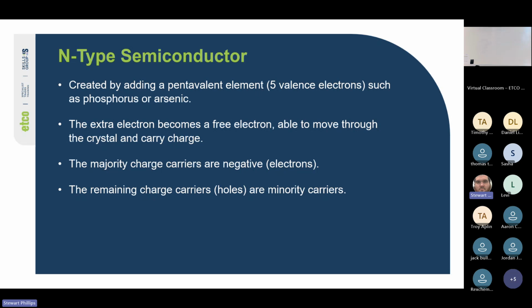So it has one more electron. If every atom has 4 hands and one new atom comes in with 5, the 5th hand has no one to hold. It's free to move. That's why we call it an N-type material.